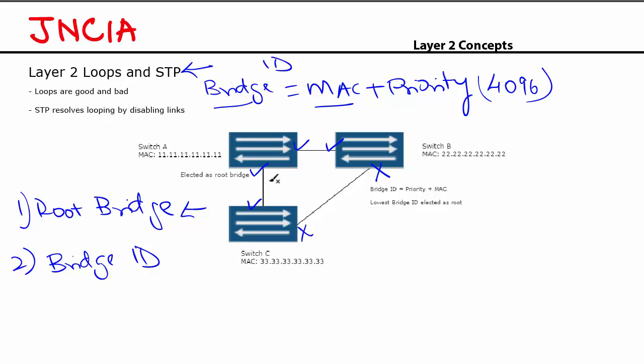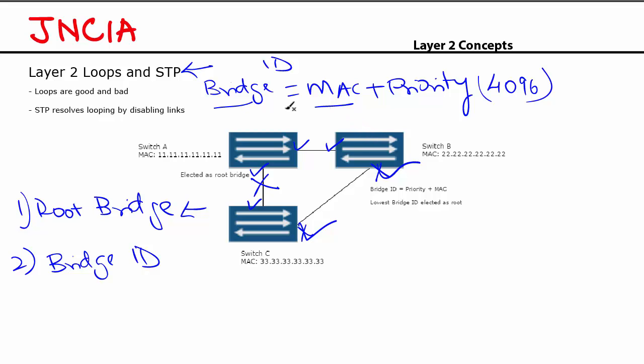So what happens if any of these two links actually go down? Let's say this link just went down. These two ports are now going to be activated by spanning tree protocol. So this starts forwarding traffic and this starts forwarding traffic. So switch A can still reach switch B, and it can also reach switch C via switch B. You see how important spanning tree protocol is at layer 2.